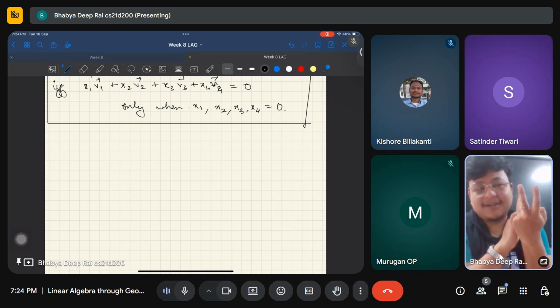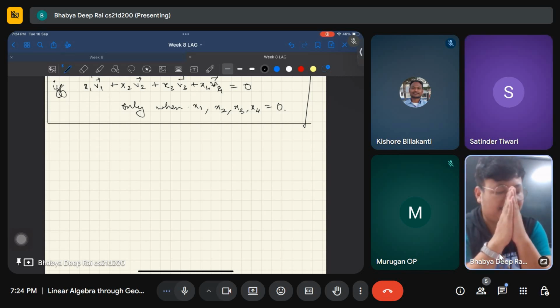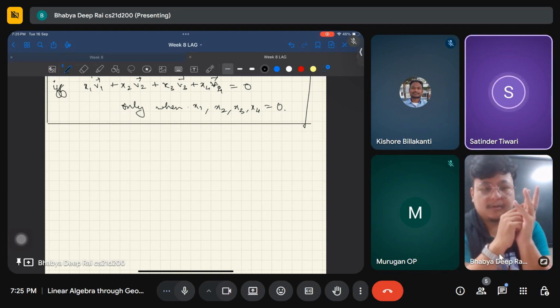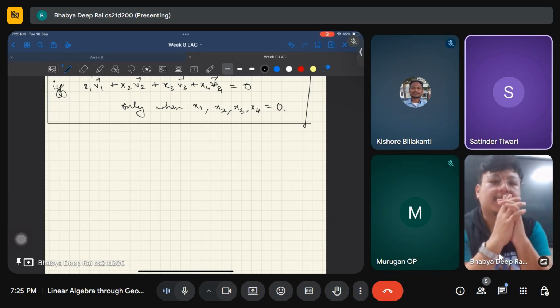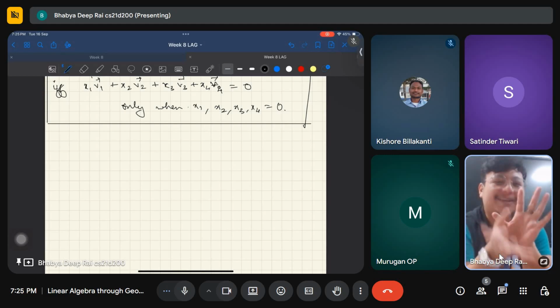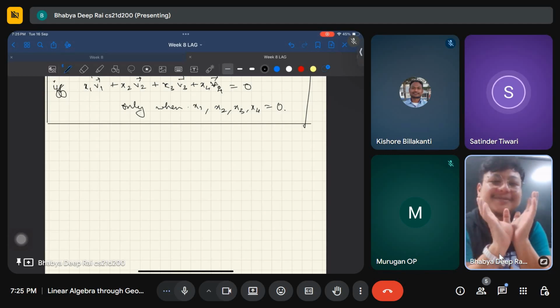See, if 4 vectors form a parallelepiped, it means at least one of them is linearly dependent. No, 4 vectors forming a parallelepiped means it is linearly dependent. That's right. And I agree that you want to assign volume only to 3 dimensions, I mean, you want to assign the term only to 3 dimensions.